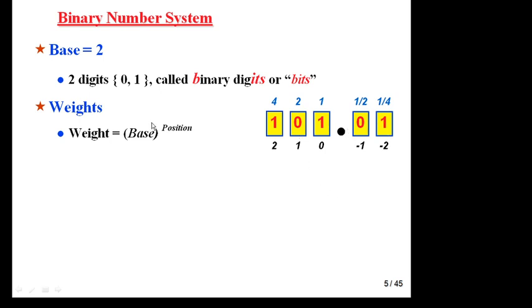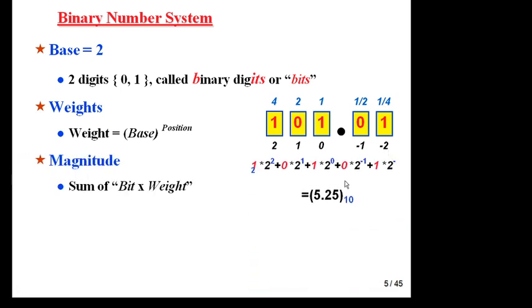Suppose the number is 101.01, and you have to convert into base 10. So again apply the same formula: 1 into 2 to the power 0, 0 into 2 to the power 1, 1 into 2 to the power 2, and 0 into 2 to the power minus 1, and 1 into 2 to the power minus 2. You can determine this, 5.25.